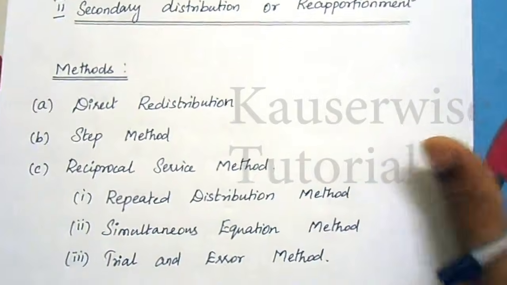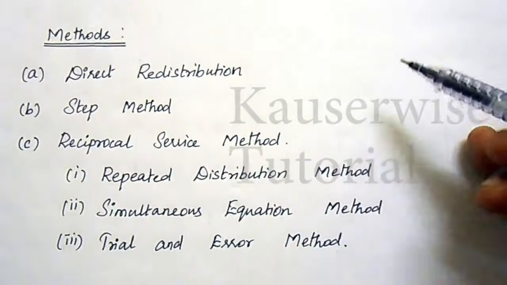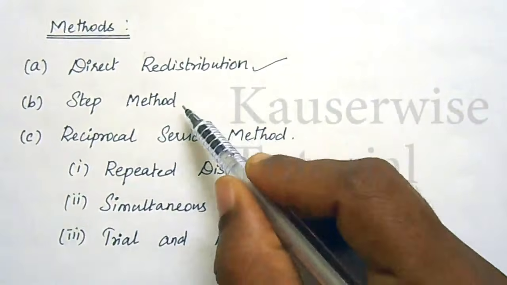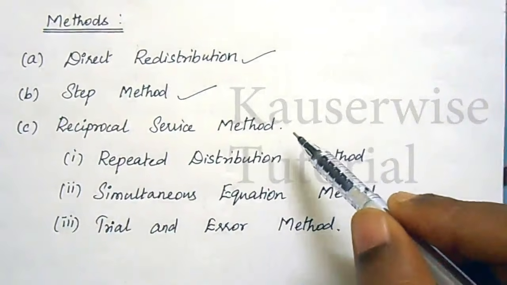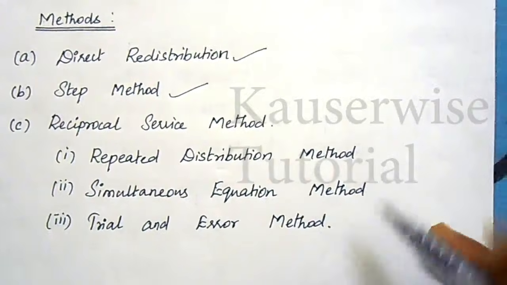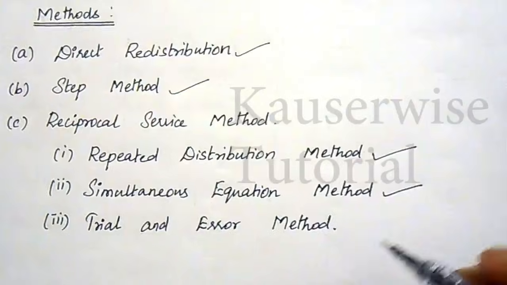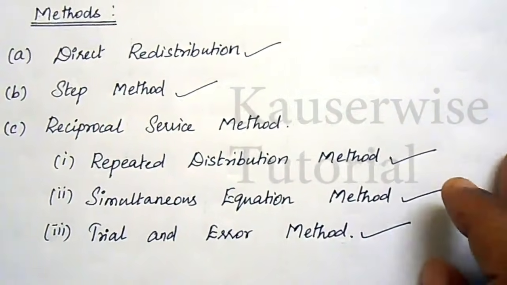So far we have discussed 5 different methods under secondary distribution, that is reapportionment. The first one is direct redistribution, the second one step method. These two we have discussed in a separate video. Under the reciprocal service method we have discussed 3 different methods: repeated distribution method, simultaneous equation method, and the last one, trial and error method. Hope you all understood this concept.